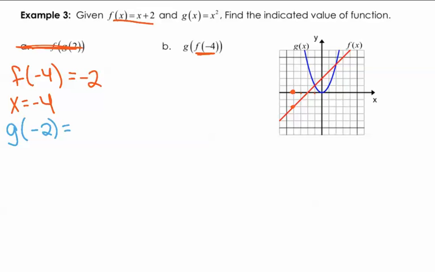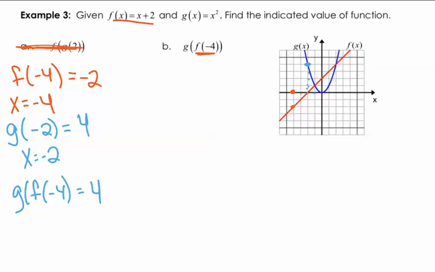So my g function is my blue function. So negative 2 means to the left 2, and I'm going to go up until I get to my point on my blue function, the g of x. And I'm going to see that when x is negative 2, what's the value of my g function? 1, 2, 3, 4. Okay, so when x is negative 2, the value of the g function is 4. So the whole composition together, g of f of negative 4, is positive 4.